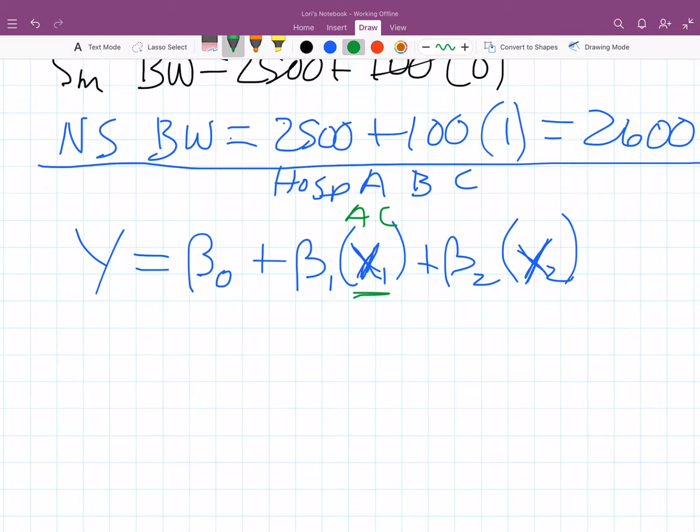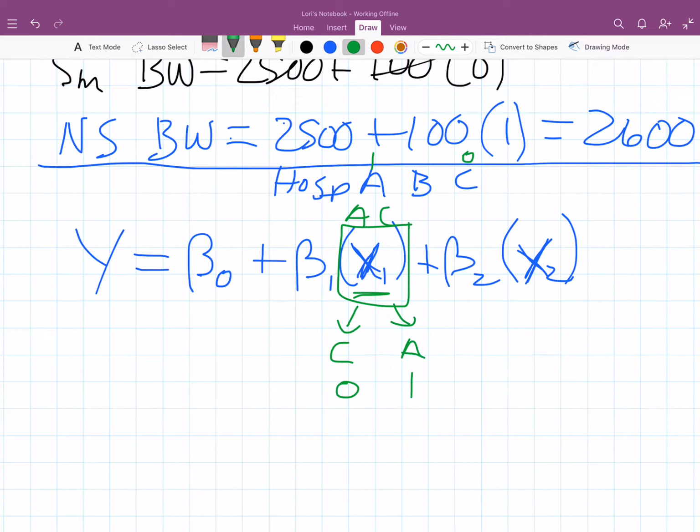I'm trying to think what's the easiest way to explain how this is going to work. Yeah, let's go ahead and go with Hospital A and C. And so Hospital C is going to be coded as a 0, and Hospital A is coded as a 1 in this case. So for this particular setup, C is a 0 and A is a 1.